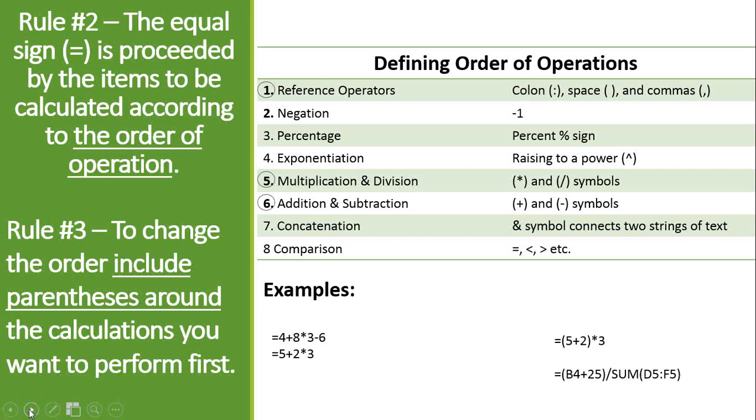In the next example, the formula that I'm reading is essentially going to say we've got 2 sets of parentheses here. In the first set, I'm going to get the total of B4 plus 25, and then I want to divide that by the sum of the range D5 through F5. Okay? So those are our next few rules.